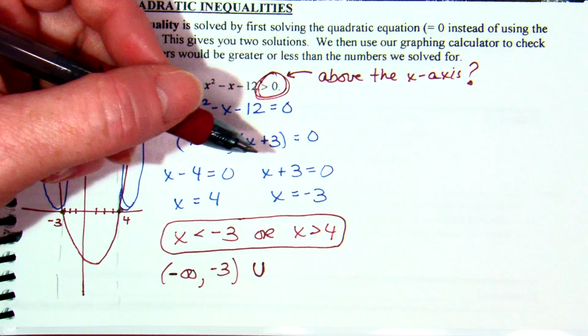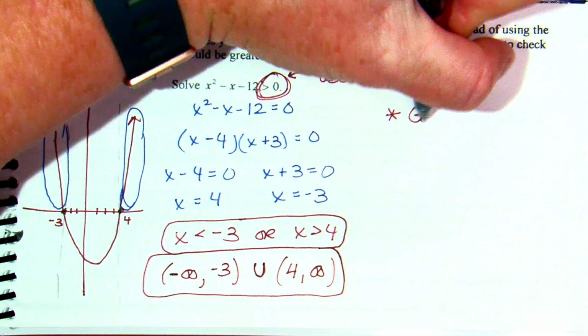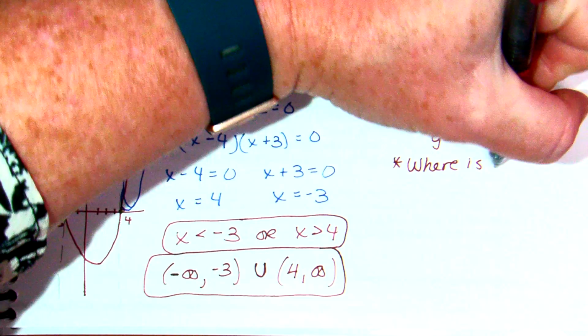Okay, it starts at 4, goes to positive infinity, and both of those are parentheses. Okay? So we did two things here, or at least two steps. We graphed the equation y equals x squared minus x minus 12. And then the question we had to answer is, in this case, where is the graph above the x-axis? Those are your questions to think about. Okay?